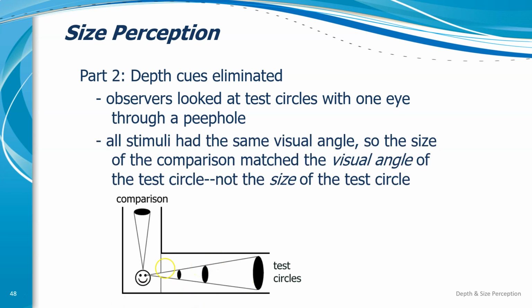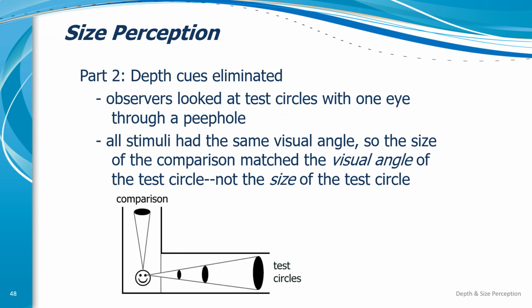Now, because all of these test circles had the same visual angle, people said that they all matched the comparison circle. They said that the small disk that was close was exactly the same size as the comparison, and the medium-sized disk at a medium distance was the same size as the comparison, and the large disk that was far away was the same size as the comparison circle. In other words, people cannot tell what the actual size of the test circles was. Why? Because they were deprived of all depth and distance information. Okay, this is pretty clear evidence that our perception of size is dependent on knowing depth information. That's a form of bottom-up processing.